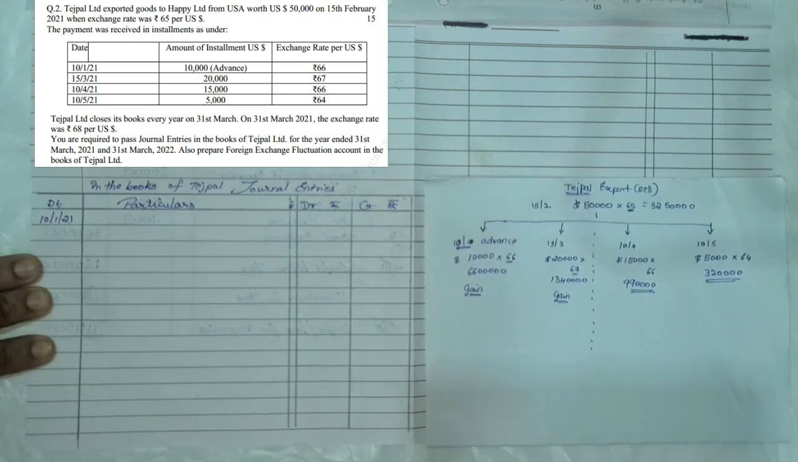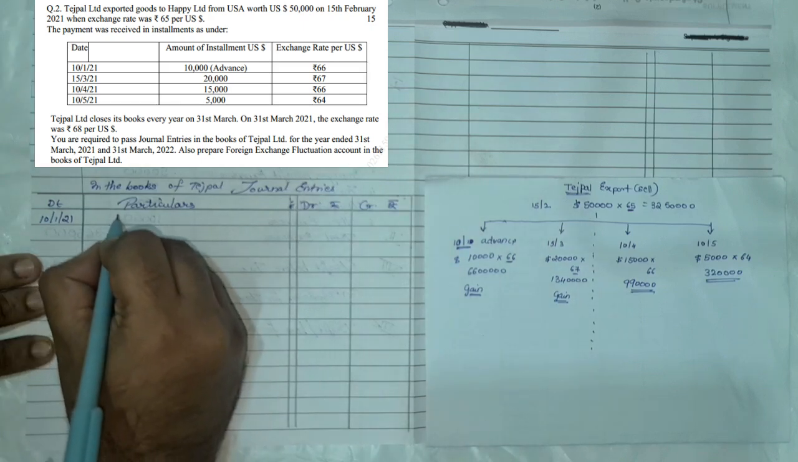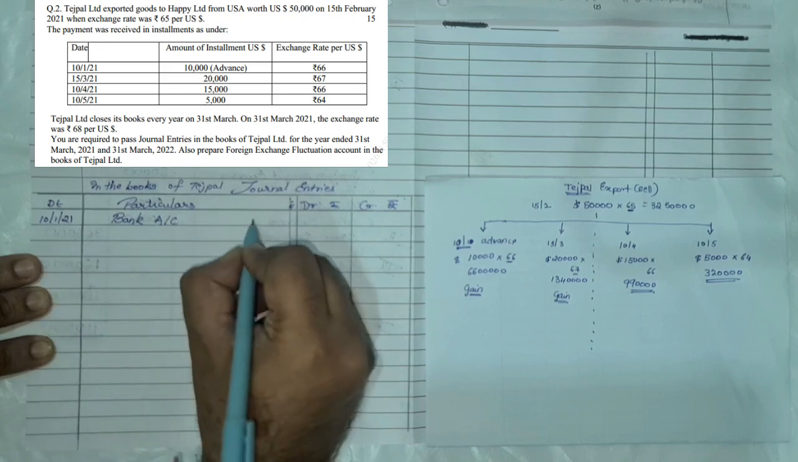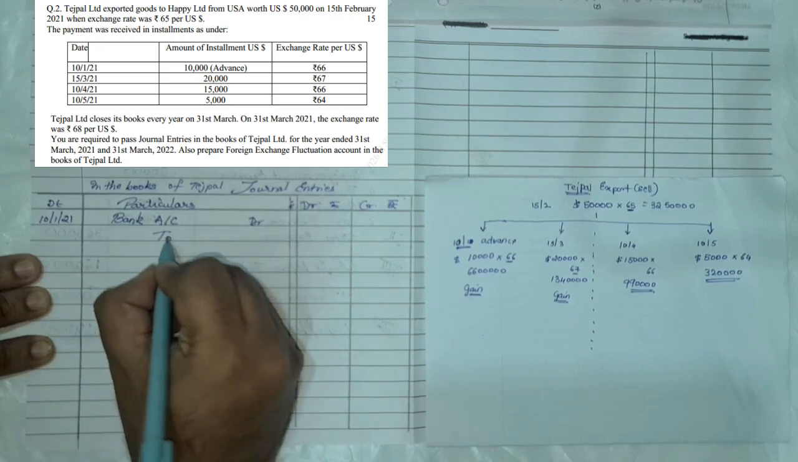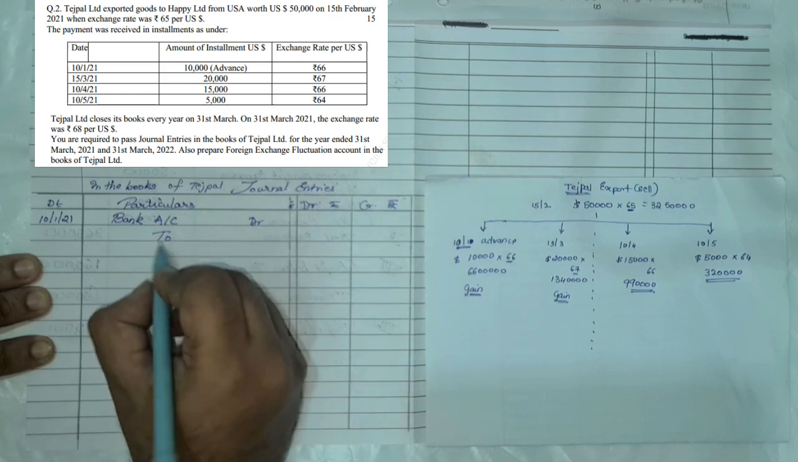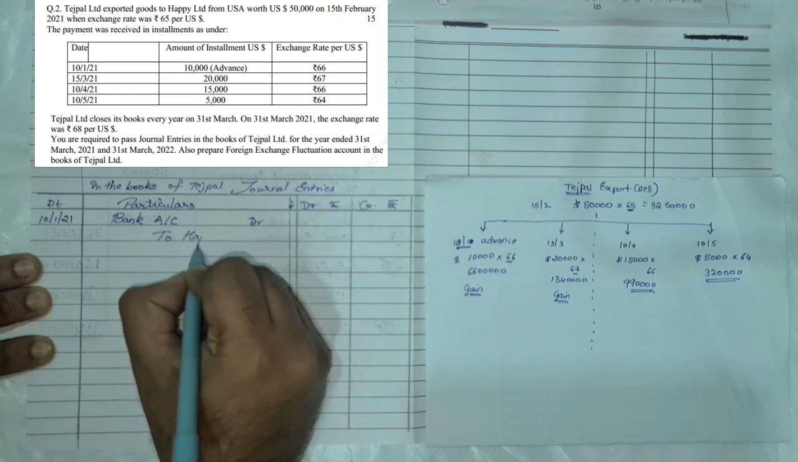We are receiving an advance payment. See, goods have still not been sold. So we are just going to receive the money. Entry will be money coming in. Bank account debit to who's the party to whom we are going to sell. We are going to sell it to Happy Limited. So to Happy Limited.